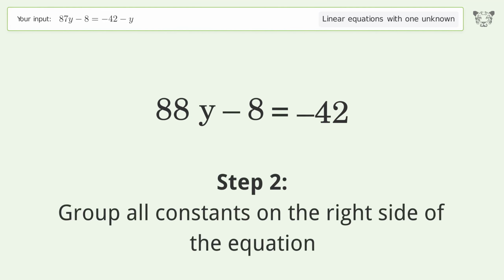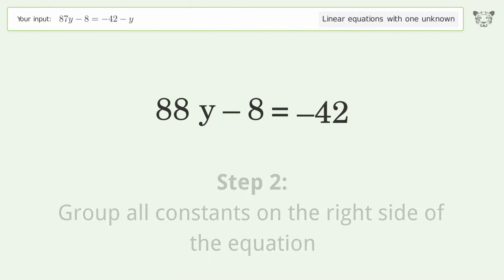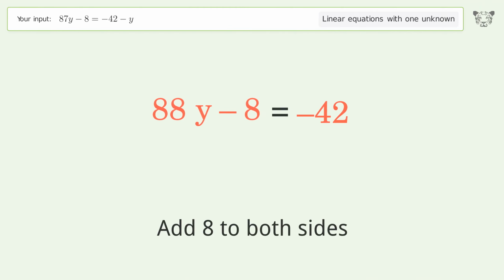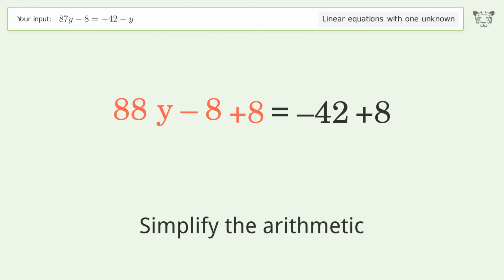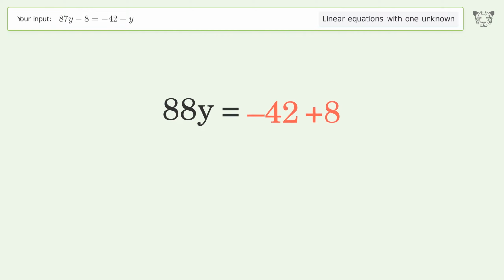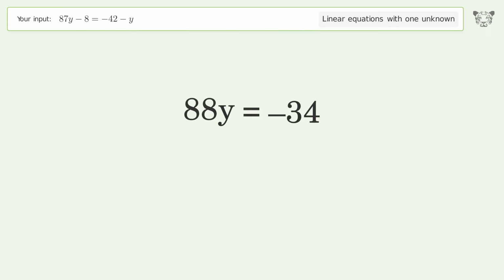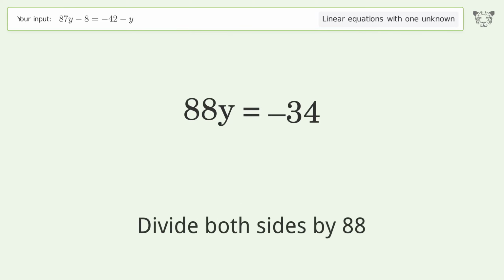Group all constants on the right side of the equation. Add 8 to both sides. Simplify the arithmetic. Isolate the y. Divide both sides by 88.